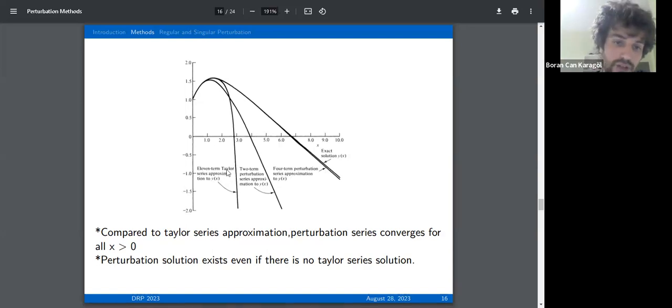Whereas if you try to find a solution via a normal series method for differential equations, where you assume a solution in the form of a series and find the convergence and so on, it's really far off, and this is only the 11th term of the series. Compared to the Taylor series approximation, the perturbation series converges for all x bigger than 0, and a perturbation solution exists even if there is no Taylor series solution. So it is a really powerful method.